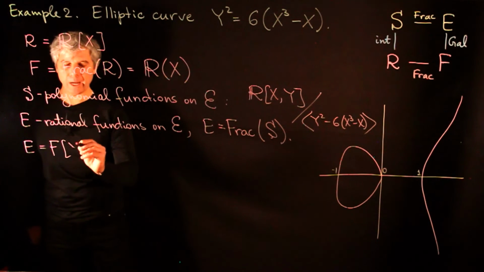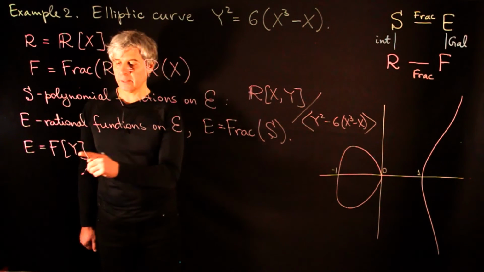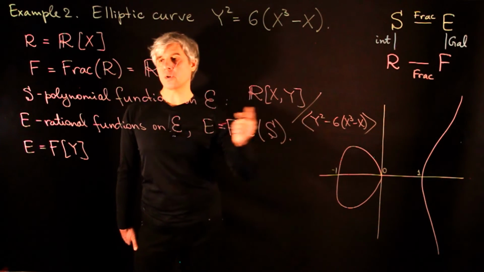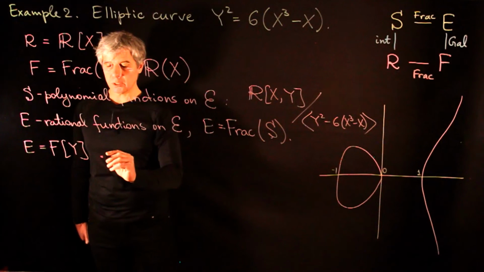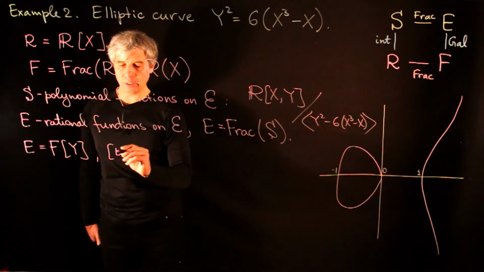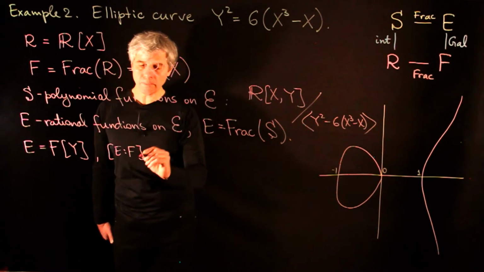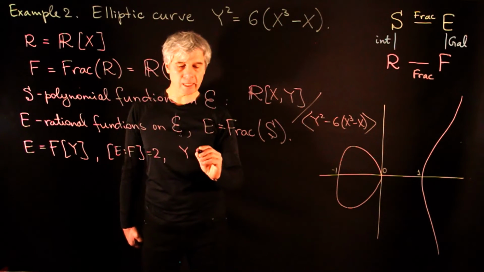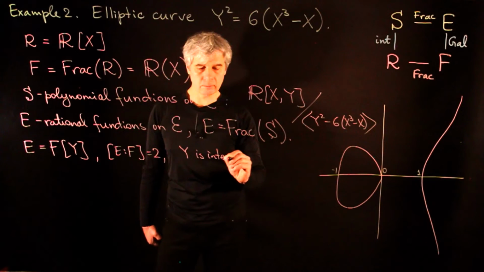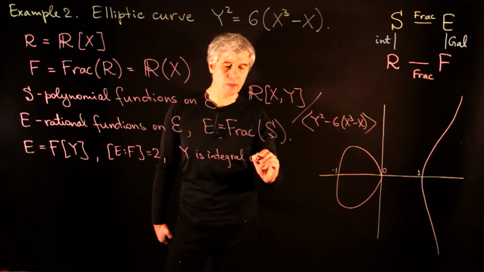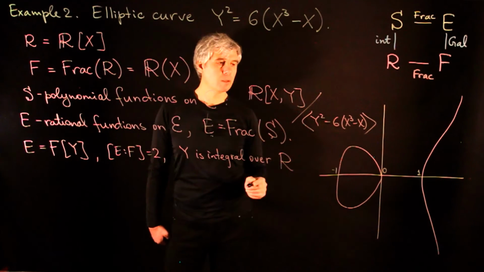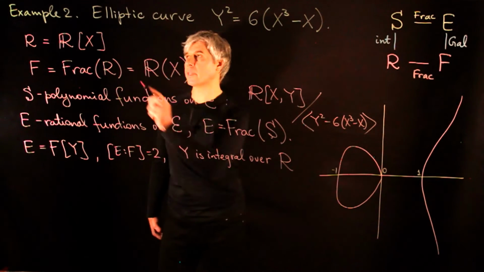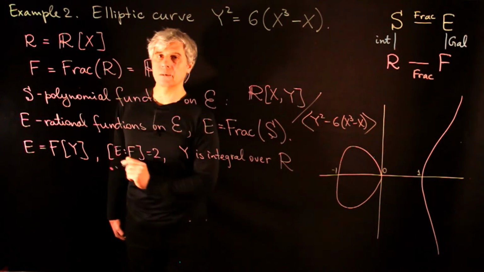From this description, we see that the field E is an extension of the field F with an element y. And element y satisfies a quadratic equation over the field F. So this means that the degree of this extension is equal to 2. And moreover, we see that y is integral over R, because y satisfies a monic equation of degree 2 with coefficients in the ring R.